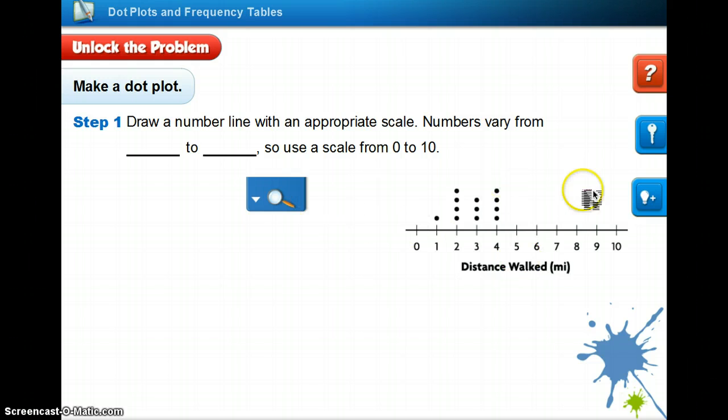In this problem, the numbers vary from 1 to 9. So we're going to use 0 to 10. We always want to use a scale that includes all the numbers in our data. We wouldn't want to go 1 to 5 if we have a number 9 because it wouldn't be on our line.